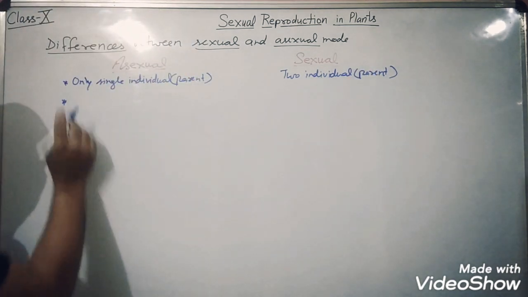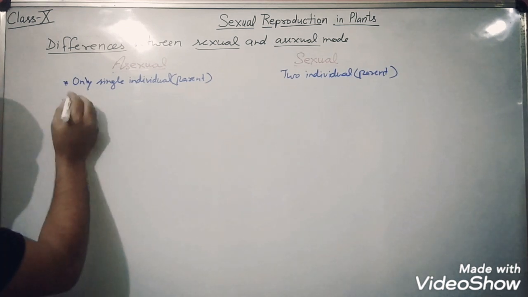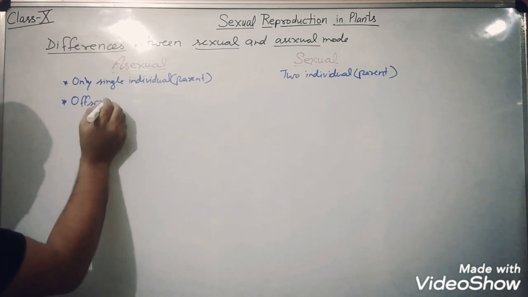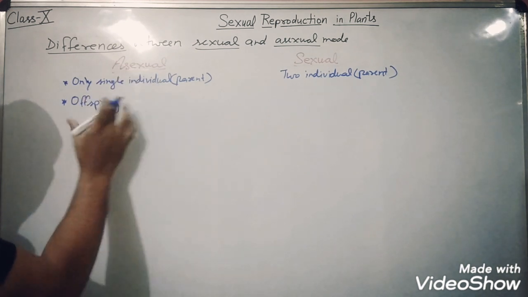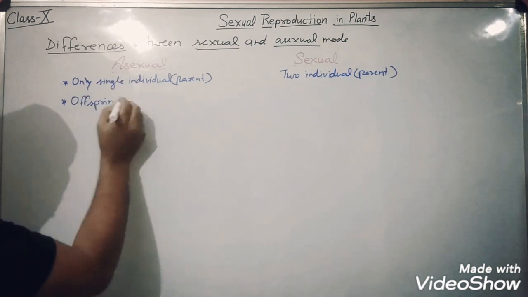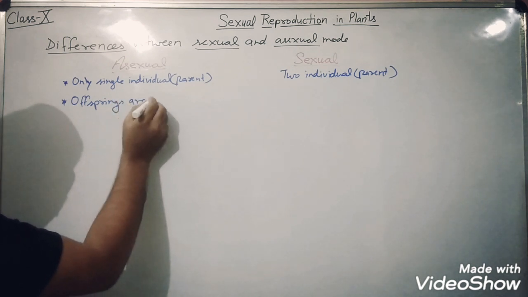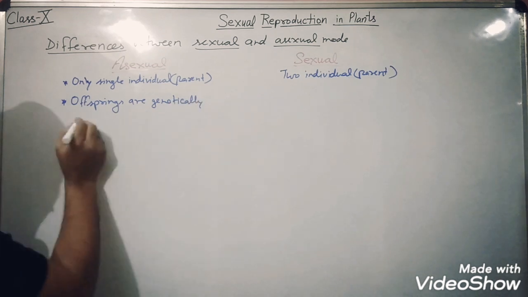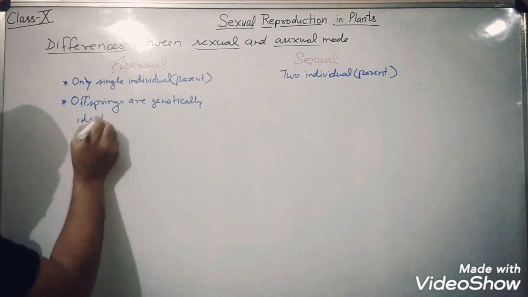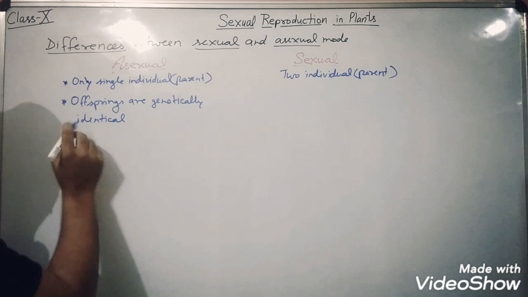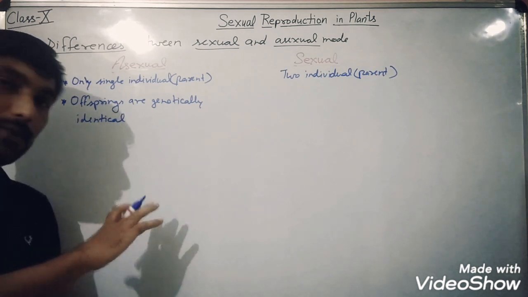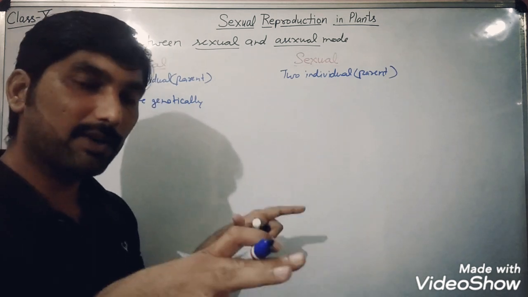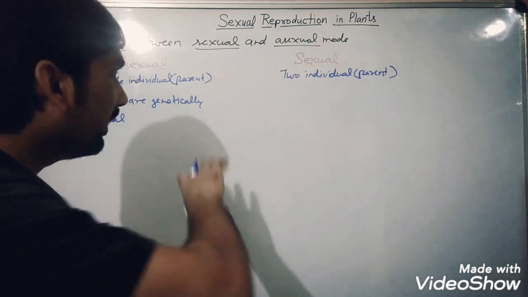Now the other one that is very important: all the offspring which are produced by the asexual mode of reproduction are genetically identical to each other as well as to their parent. It means all the new offspring will be identical, similar to each other, and to their parent also.